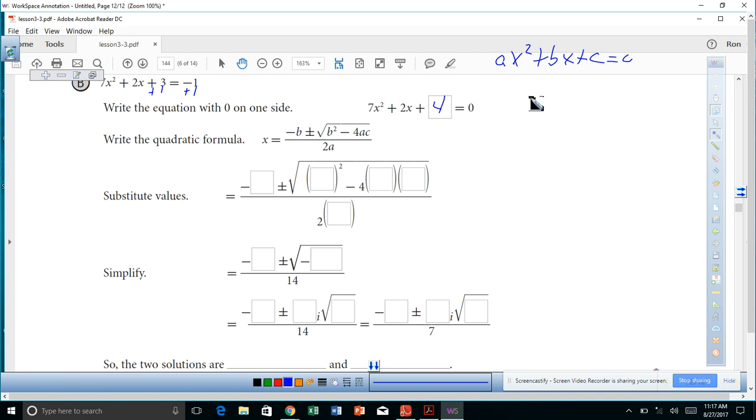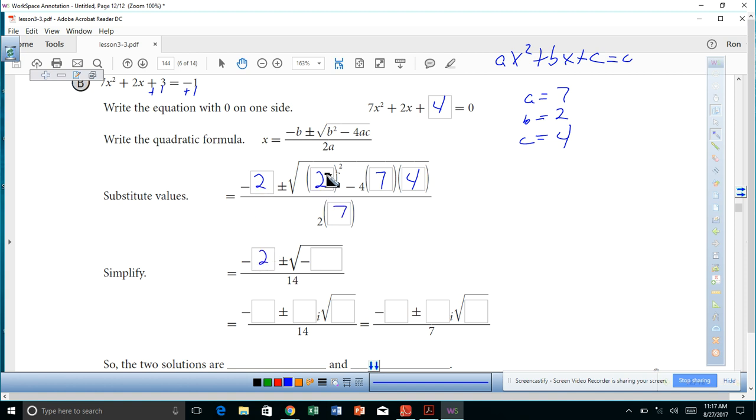And then I like to, let's see, a is, b is, and c is. A is 7, b is 2, and c is 4. I like to do it like that. So we're going to substitute the values in for the different ones. And we've got negative b, which is 2, plus or minus the square root of b squared. So that's 2 squared minus 4 times a, which is 7, times c, which is 4. All over 2a, which would be 2 times 7.